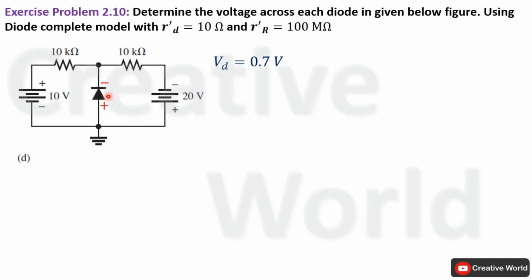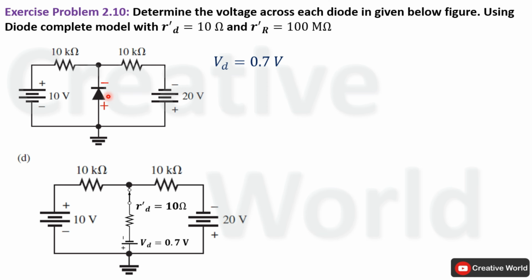In this model, this diode will be having a forward series resistance, which is also known as dynamic resistance. So we have to replace this diode with the complete model. In this model, this diode voltage drop and dynamic resistance in series are included. We have to find voltage across this dynamic resistance. Again, this is a series network, and we have to find voltage across this 10 ohm resistance, so we can apply voltage divider rule here as well.